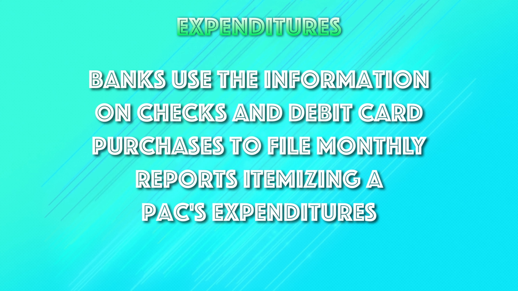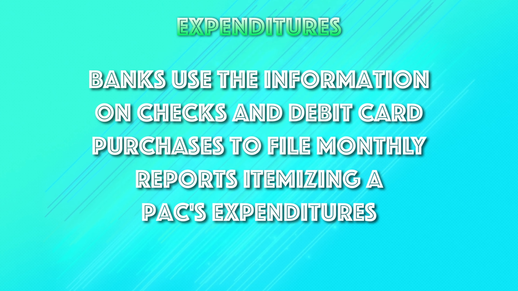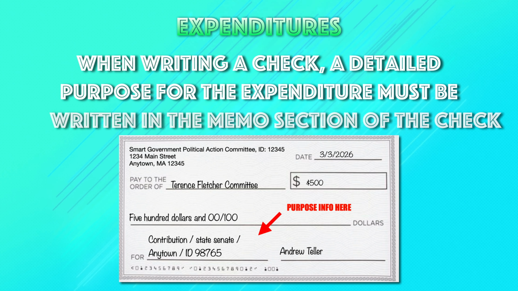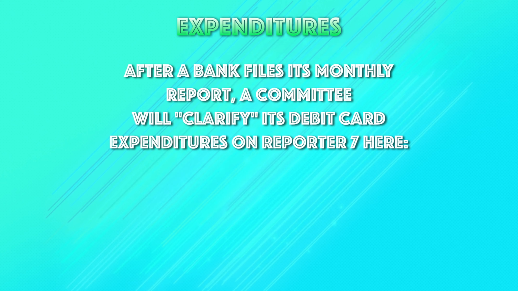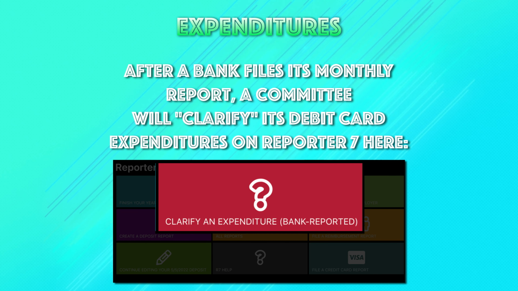Banks use the information on checks and debit card purchases to file monthly reports itemizing a PAC's expenditures. When writing a check, a detailed purpose for the expenditure must be written into the memo section of the check. After a bank files its monthly report, a committee will clarify its debit card expenditures on Reporter 7 here.